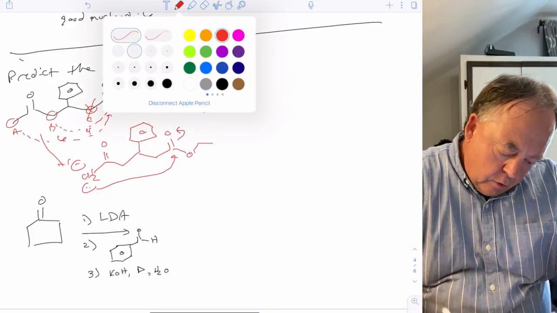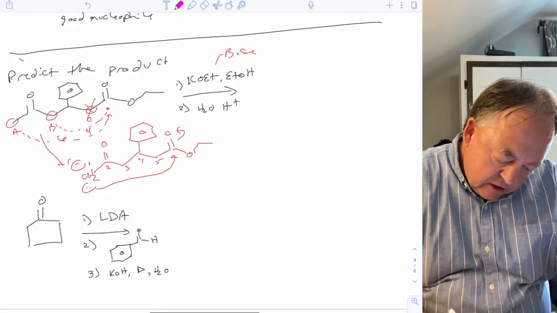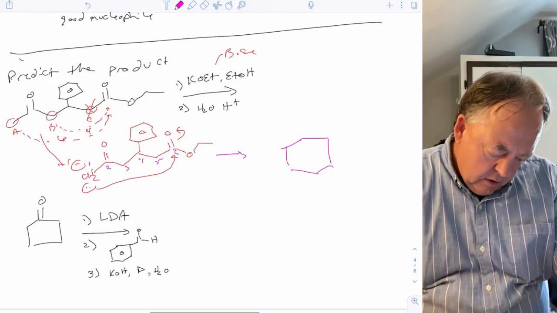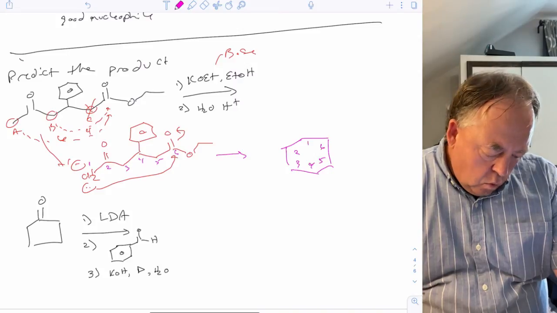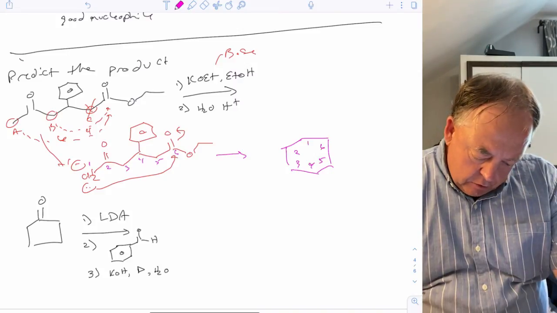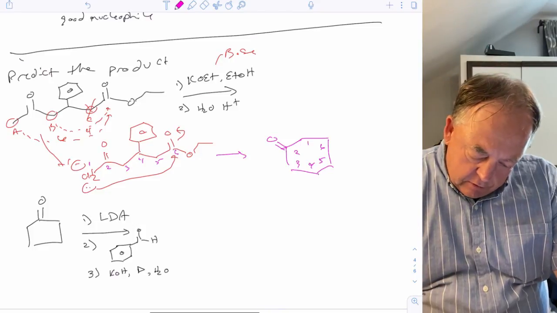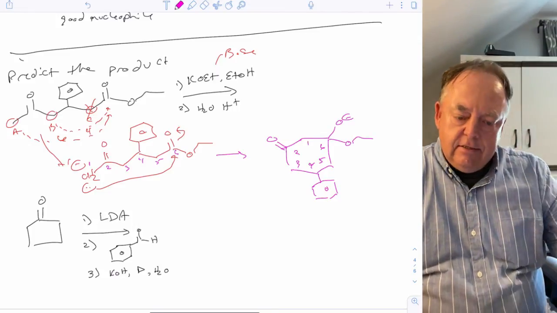So now you're making a ring, so let's number. 1, 2, 3, 4, 5, and 6. So 1 is a CH2, 2 is a C double bond O, 3 is a CH2, 4 has benzene attached, 5 is a CH2, 6 has the O minus and the OEt attached.